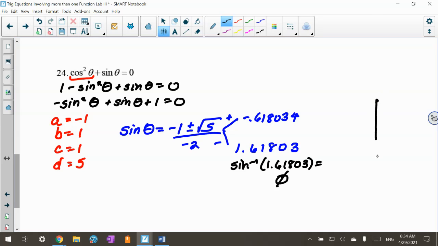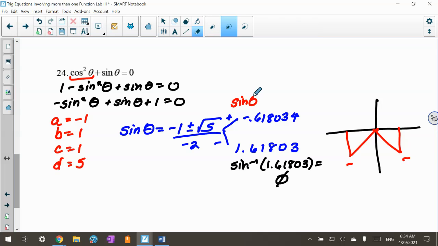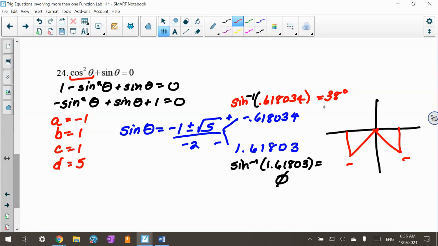So I'm going to draw my picture here and just look at this negative number. I know sine is my y value, so it's negative in quadrants 3 and 4. The trick that I showed you was to never put the negative in your calculator, just put the positive and find your reference angle. So I got inverse sine of positive 0.618034. When I do that, I get a reference angle of 38 degrees. It is not one of the answers.